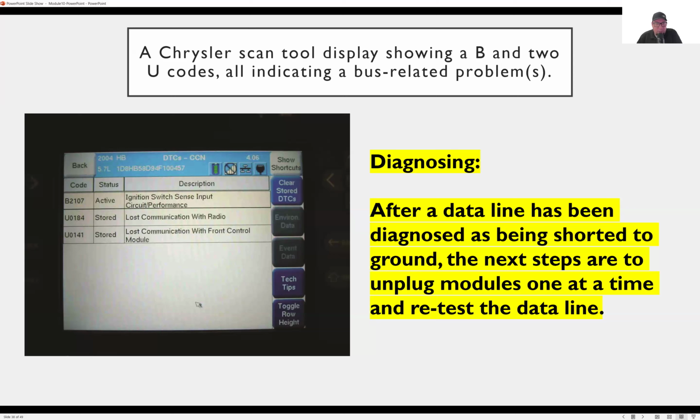If you see a B and then 4 numbers after that, that is a body code. Something's wrong in the interior of the body. If you see a P with 4 numbers after that, that's for your powertrain or your engine, so to say, or your transmission. Okay.